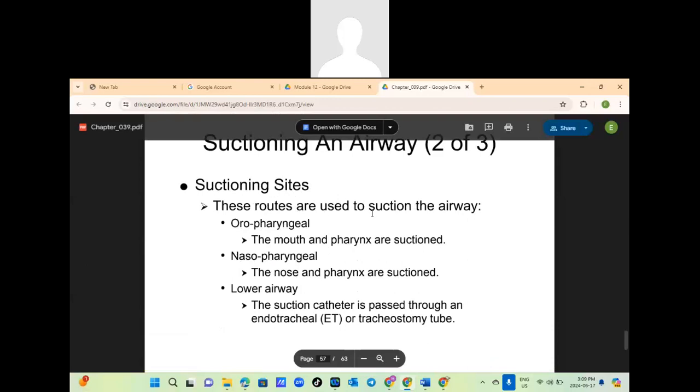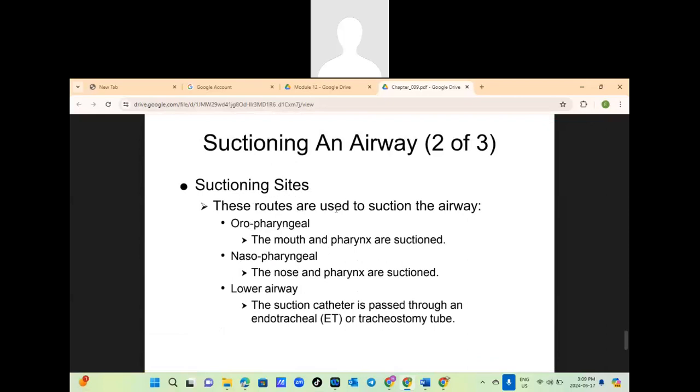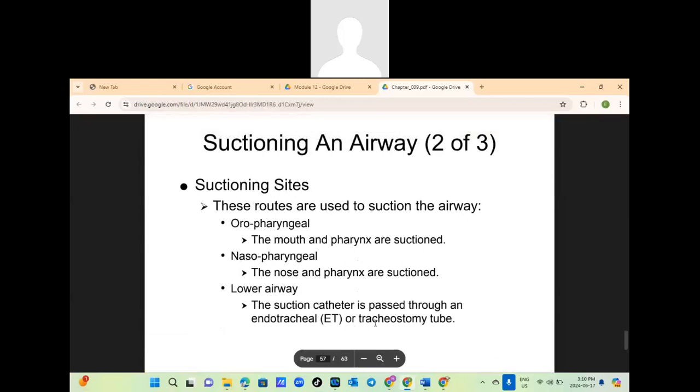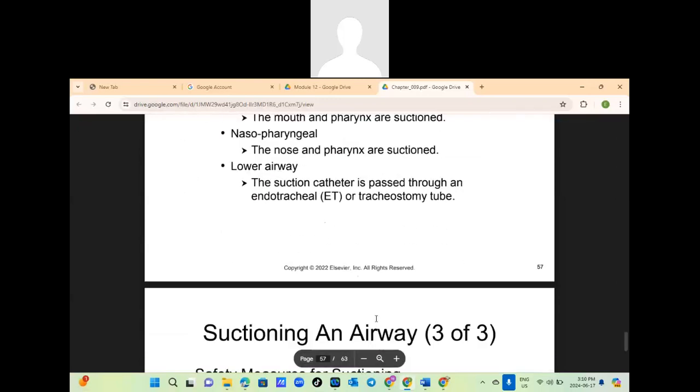So let's move on over here. The suction sites: these routes are used to suction the airway. We have the oropharyngeal site, where the mouth and the pharynx are suctioned. The nasopharyngeal, where the nose and pharynx are suctioned. And then the lower airway, where the suction catheter is passed through an endotracheal or tracheostomy tube. So pretty much, they are inserting the suction tube in the tubing.